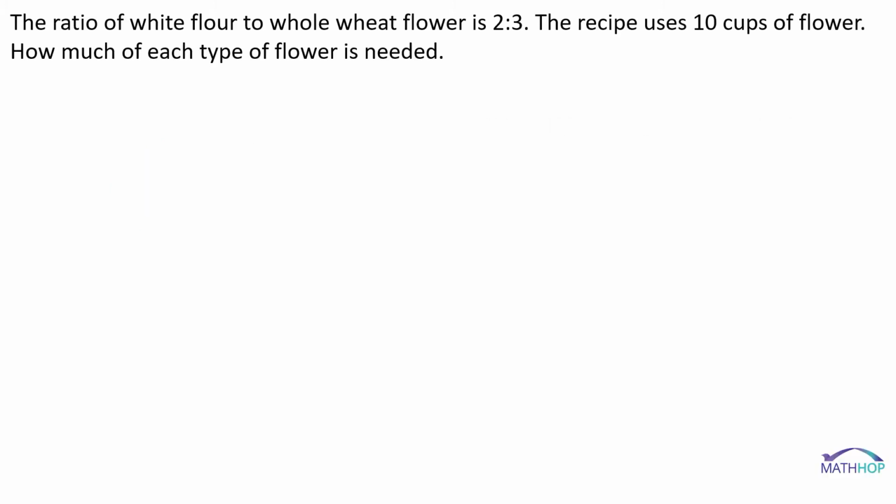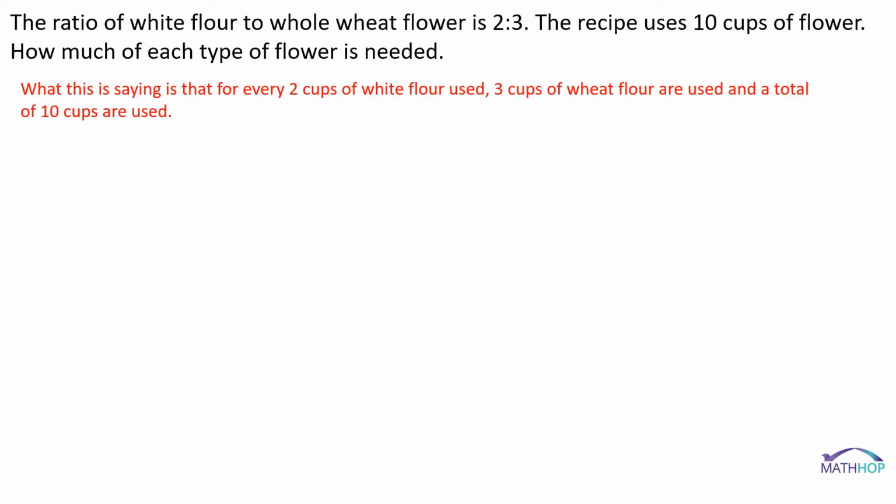When we talk about ratios, I like to set them up as equations. Some people set up proportions, but your problems have to be written a certain way for you to be able to write it as a proportion, and those are usually more labor intensive. So first, let's talk about what this is saying. This is saying that for every 2 cups of white flour that are used, 3 cups of wheat flour are needed for a total of 10 cups for this particular recipe.